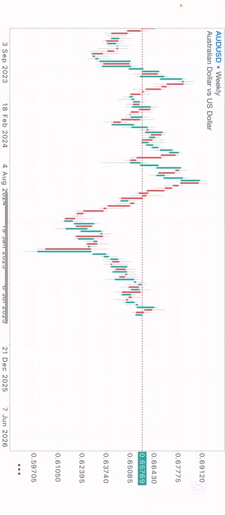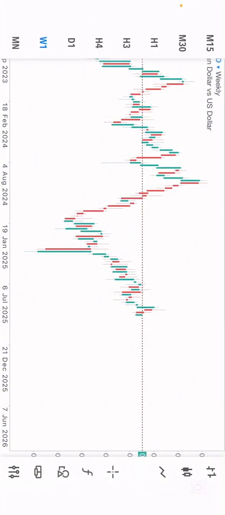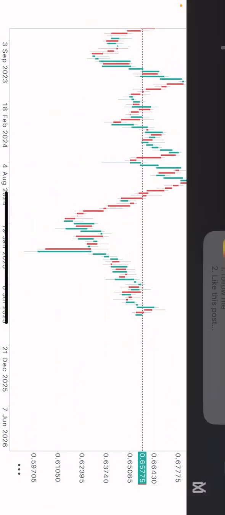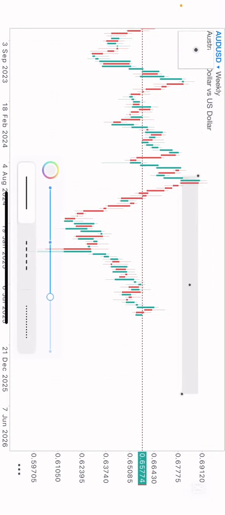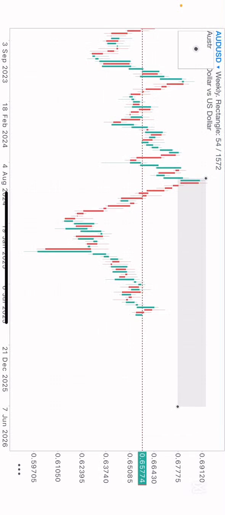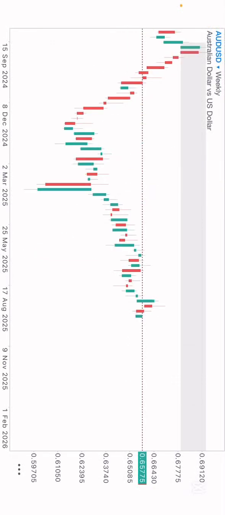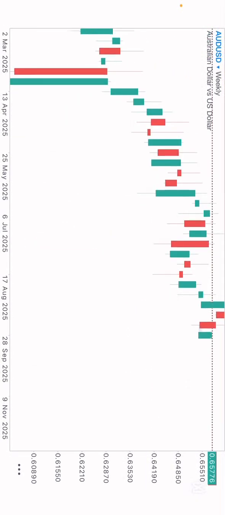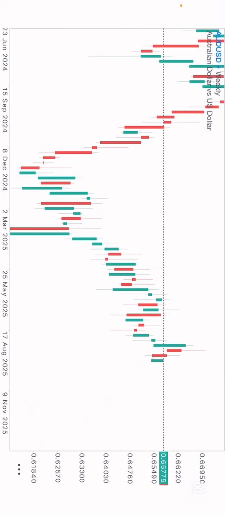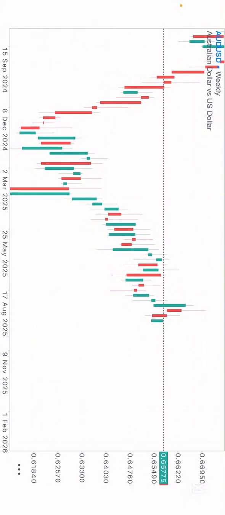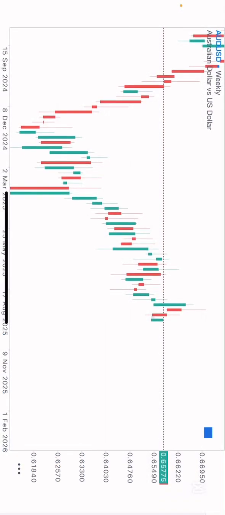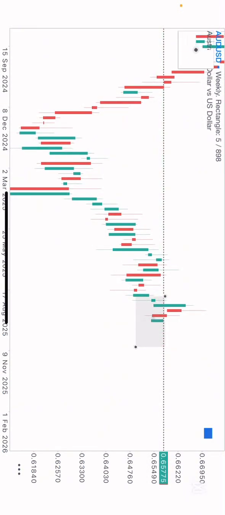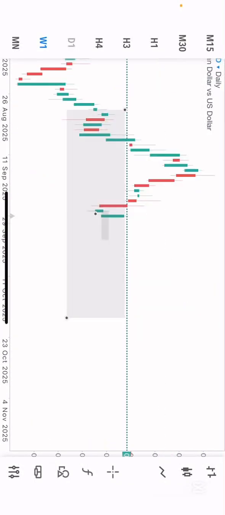With that being said, I can just take my tool and mark this level like this. This is the level we are watching price to get into. If I zoom in, you will see that there is a demand level here, a strong demand level. This is the last demand that is holding price on the weekly time frame. So quickly, let's go to the daily time frame.